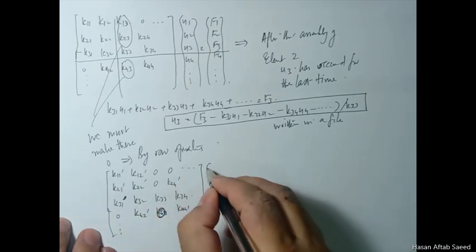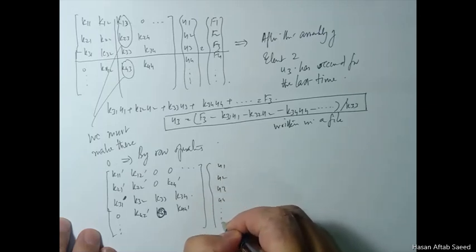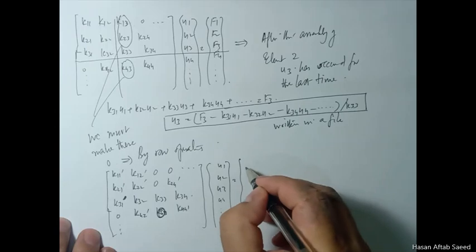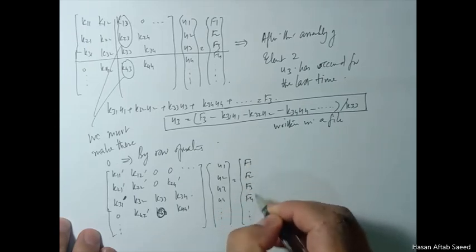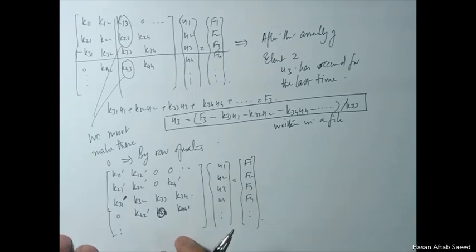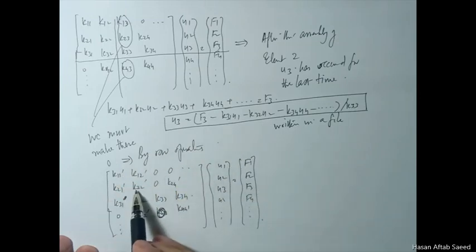There will be some other values also: u1, u2, u3, u4, similarly f1, f2. All these will be 0. Whatever values, if they are non-zero values being multiplied by u3, you have to make them zeros, which will cause these values to become something with a prime on them.